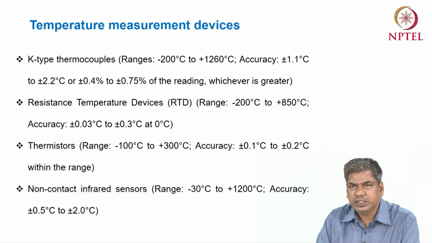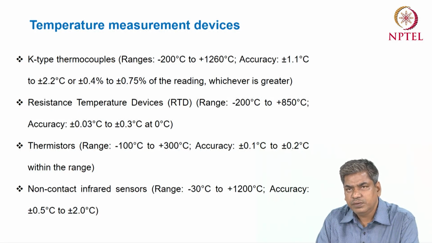The resistance RTD is used for the range from minus 200 degrees centigrade to approximately 850 degrees centigrade, and in this case accuracy is better as compared to thermocouple. This accuracy is 0.03 to 0.3 degrees centigrade at 0 degrees centigrade. For the resistance RTD sensor, the measuring range is slightly lower as compared to thermocouple, but the accuracy of this RTD is very much higher as compared to the K-type thermocouple.